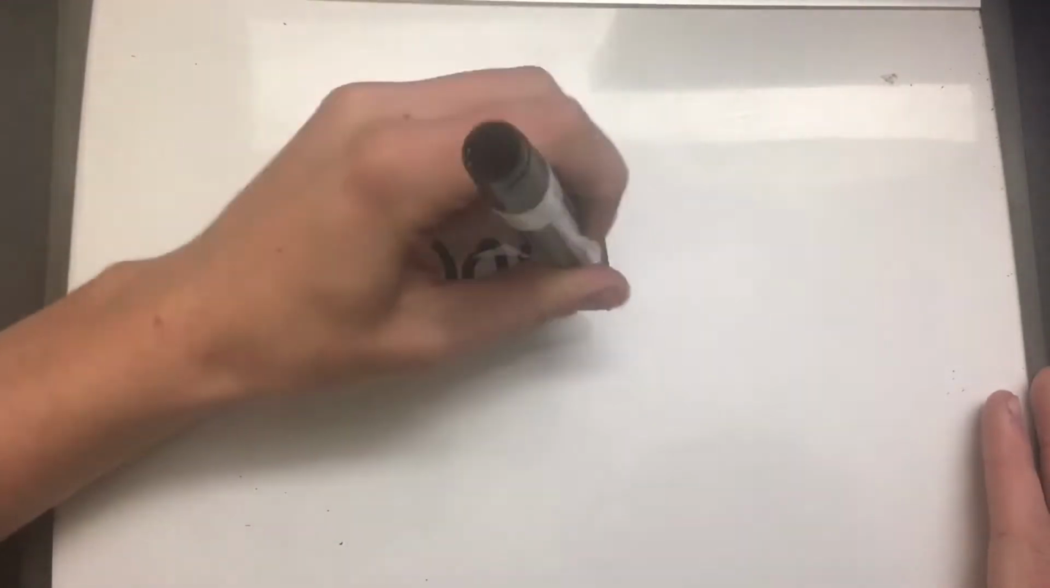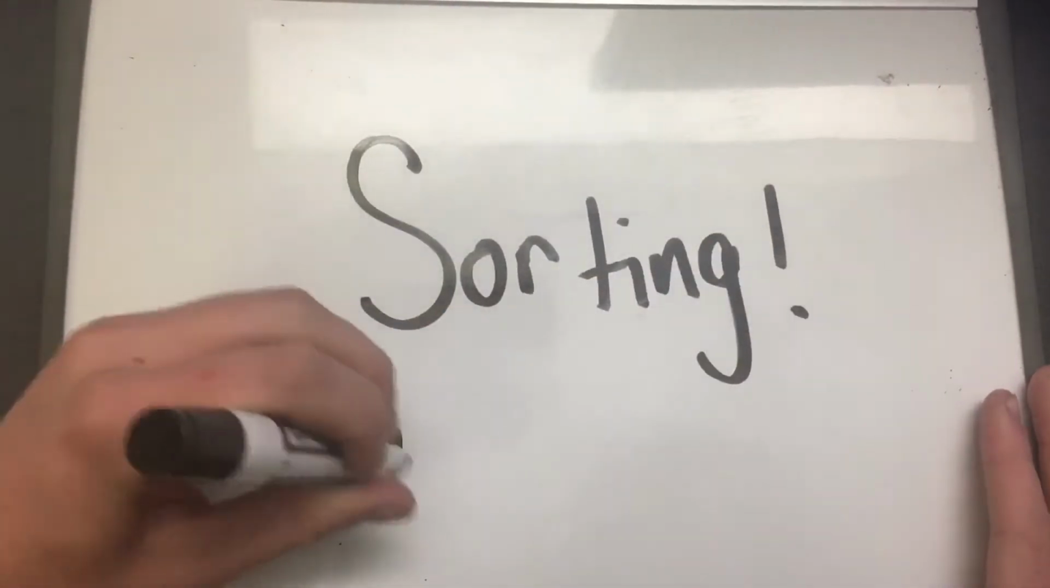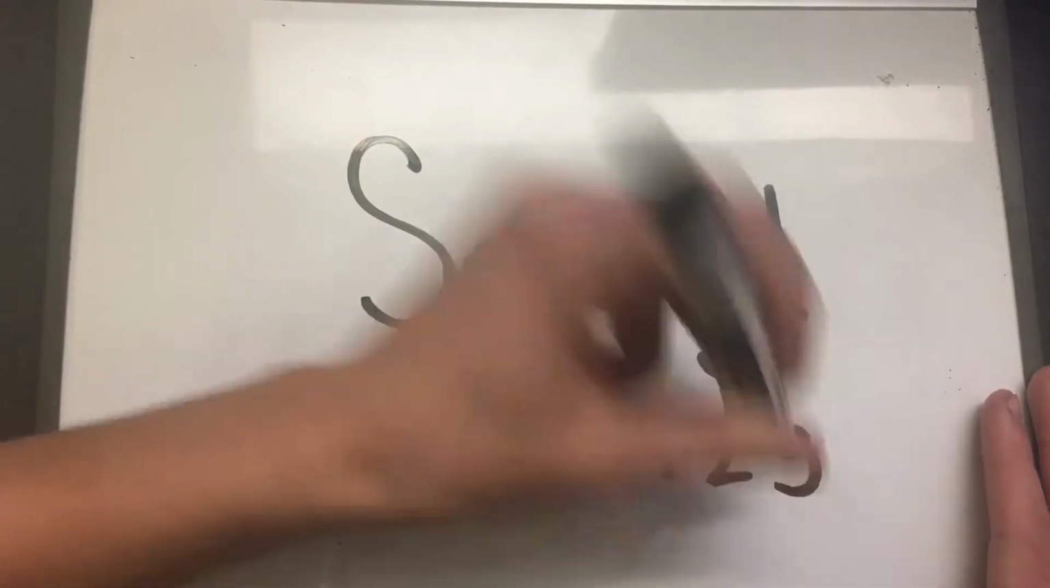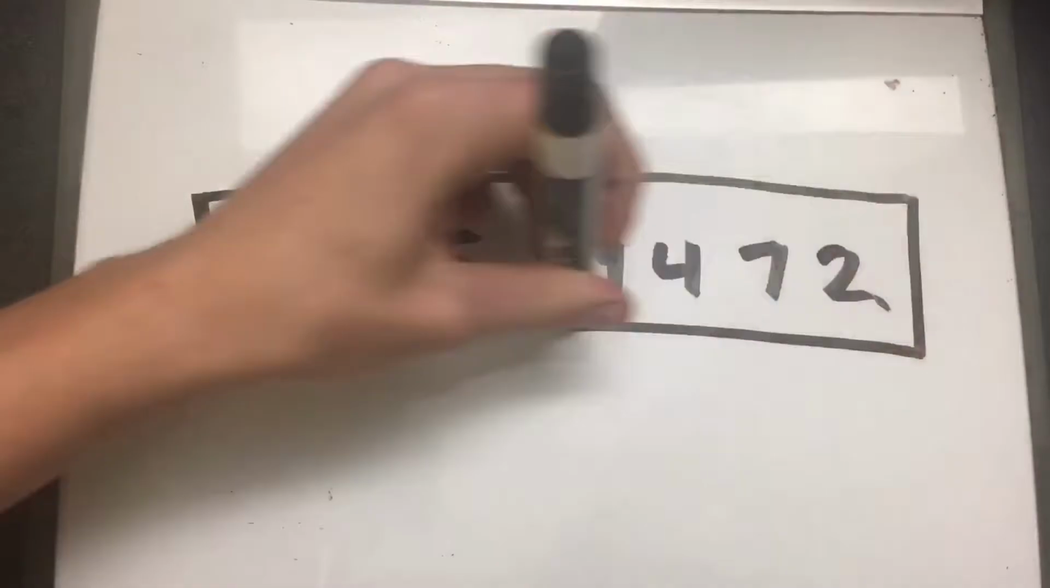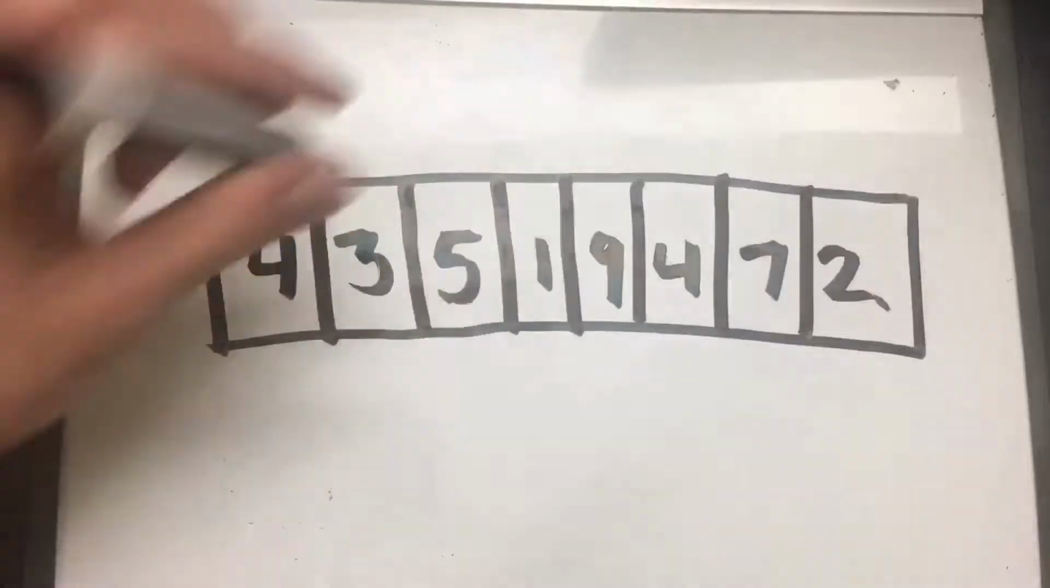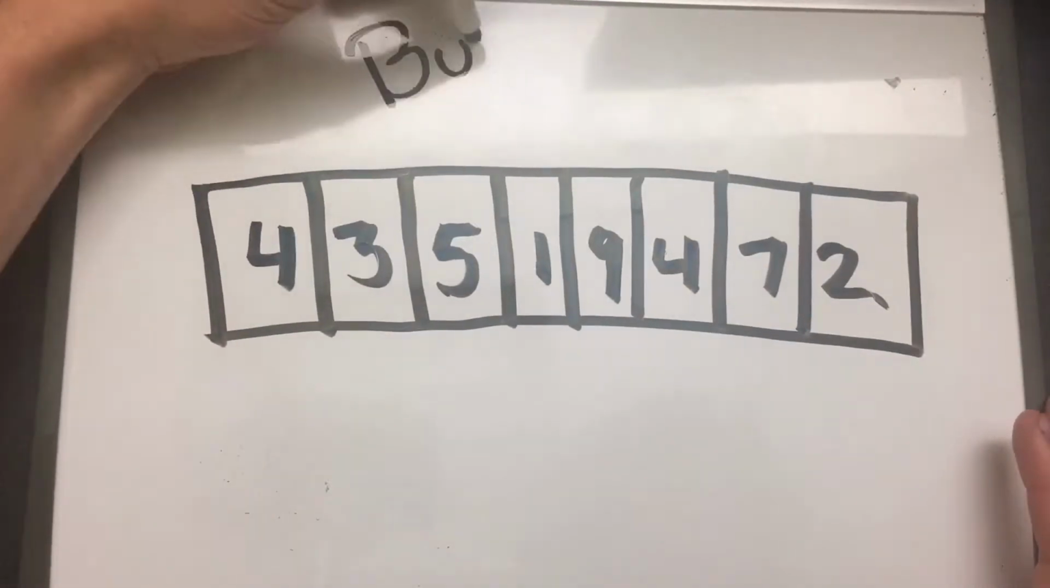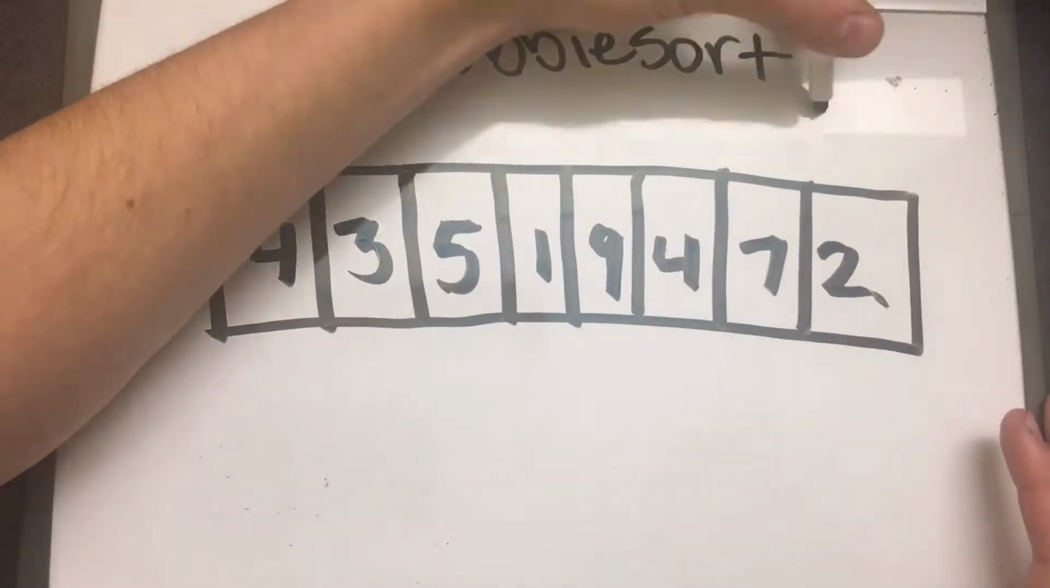Sorting is one of the most basic and frequent problems you will run into in computer science. In its most basic form, sorting is when you are given a list of numbers and you would like to sort them in numerical order. Let's start with a very basic example of sorting, using an algorithm we call bubble sort.